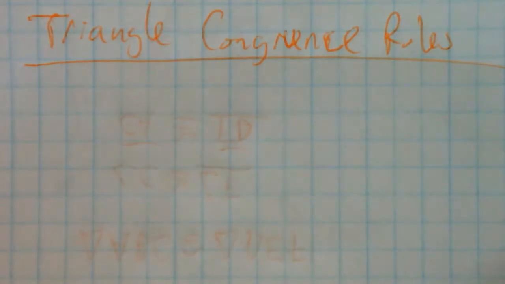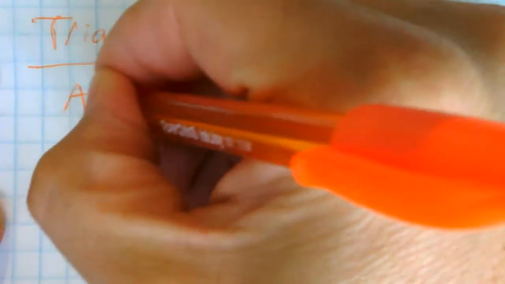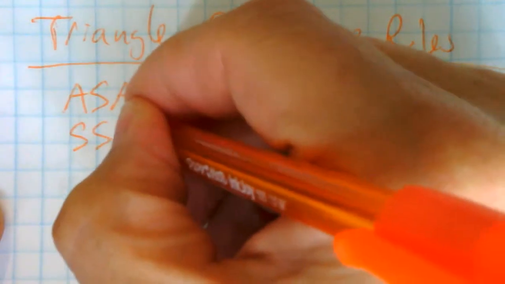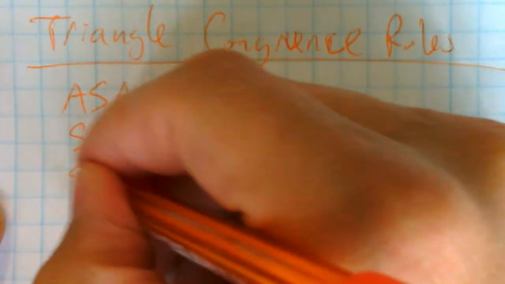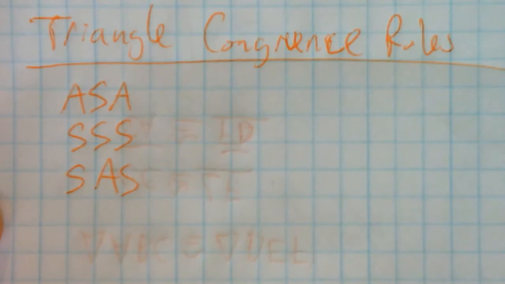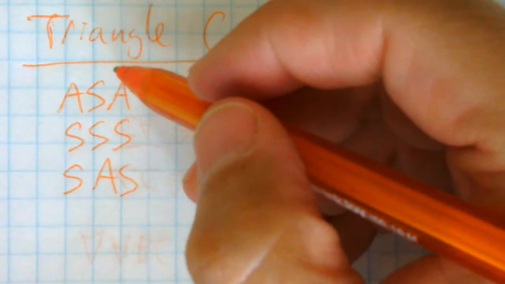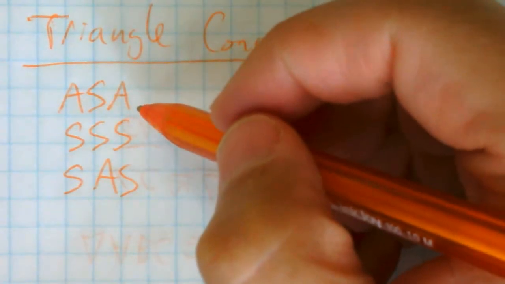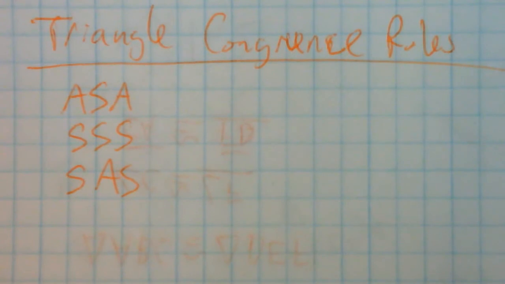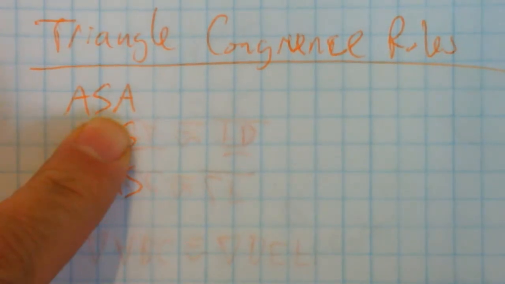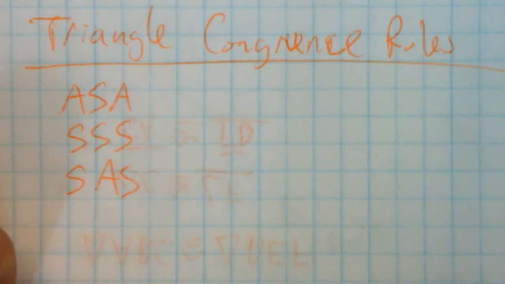Okay, so we don't have angle angle. That only works for similarity. But we do have the other ones. Side, side, side, and side, angle, side. Okay? Those we've already done. In addition to those, for triangle congruence, angle, side, angle is an additional one. So that's one that works here for triangle congruence that we didn't need for similarity because this would already be angle angle.